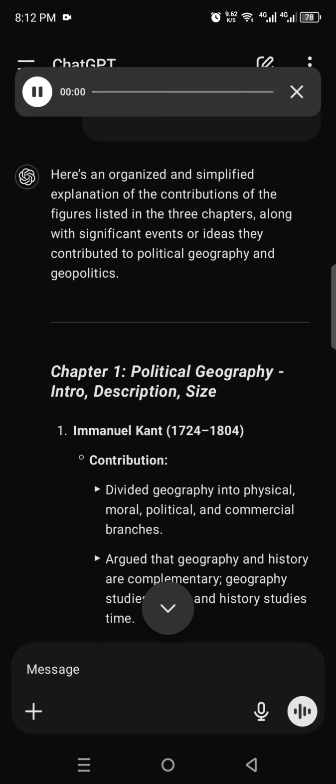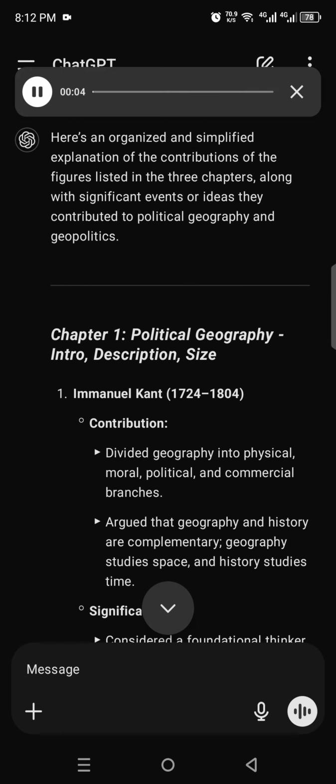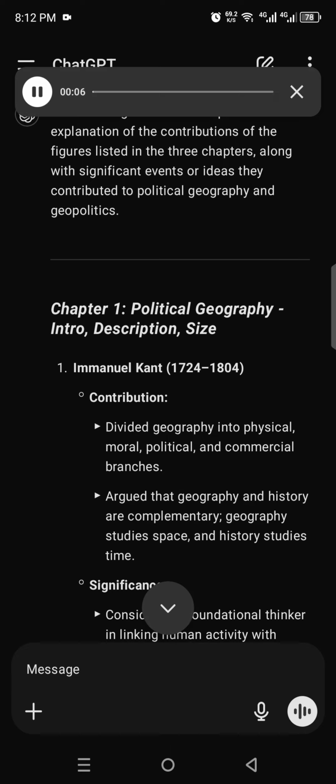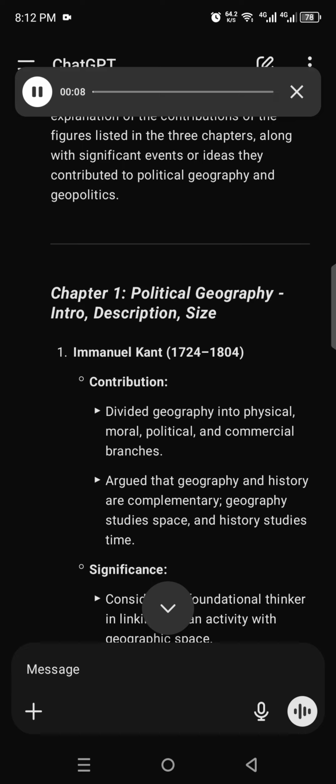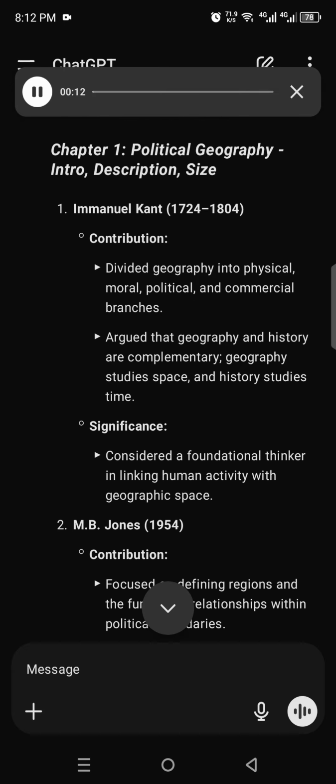Here's an organized and simplified explanation of the contributions of the figures listed in the 3 chapters, along with significant events or ideas they contributed to political geography and geopolitics. Chapter 1. Political Geography. Intro.